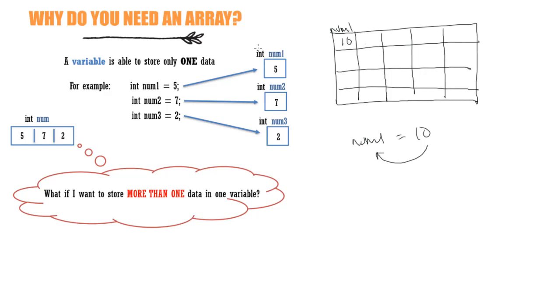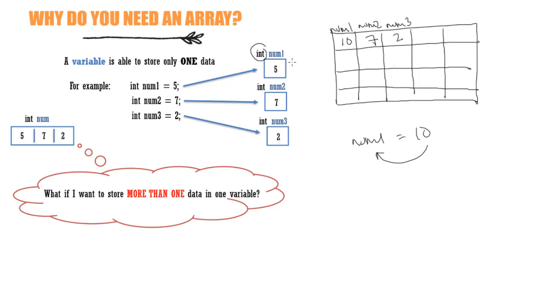Whenever you declare a variable, automatically the variable will be allocated inside the memory. So for example, you have int num2, then inside the memory you also have a space for you to store your data. So for example, here you have 7. Another variable that we have here is num3. Since you want to put 2 inside there, there could be 2 here.